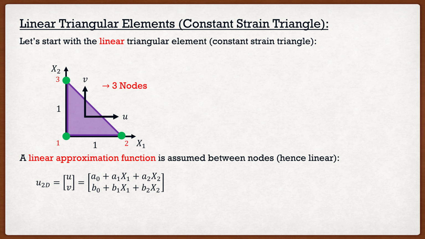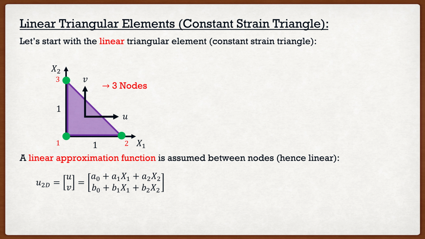And since we are assuming a nice linear approximation, we are going to say that each component can be approximated as a0 plus a1 times x1 plus a2 times x2. So that would be for the horizontal component. And if we were dealing with the vertical component, it would be b0 plus b1 times x1 plus b2 times x2.